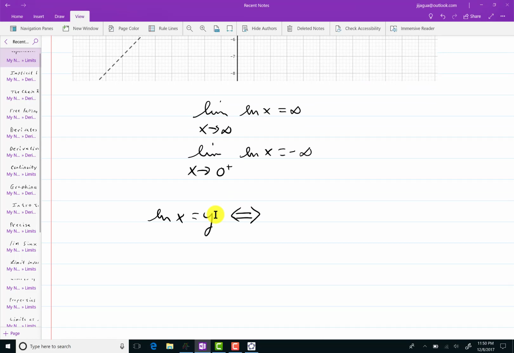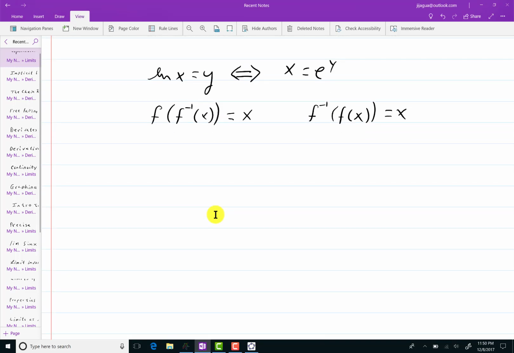Now, one of the basic relationships you had with ln of x and e to the y is given right there. ln x equals y if and only if x equals e to the y. Now, basically in general, if I take f composed with f inverse, I get the result of x. Of course, f has to be defined for each of those f inverse of x's. And the same thing happens if I do f inverse of f of x, I get x. That's the inverse undoing the original function.